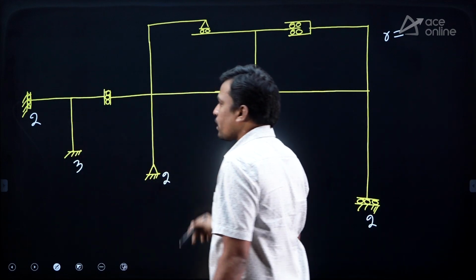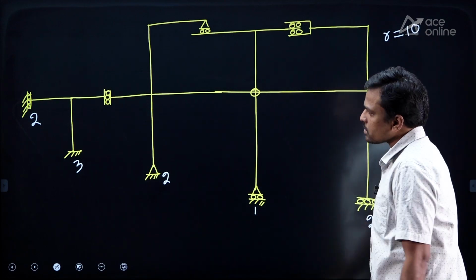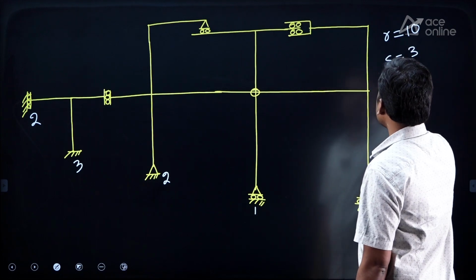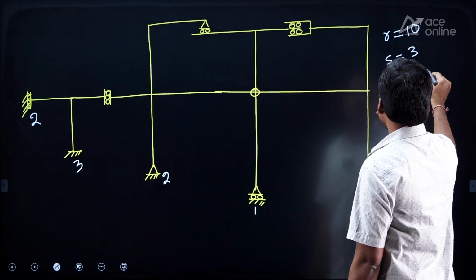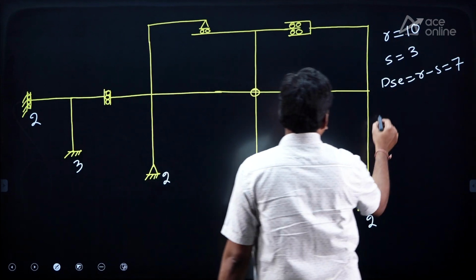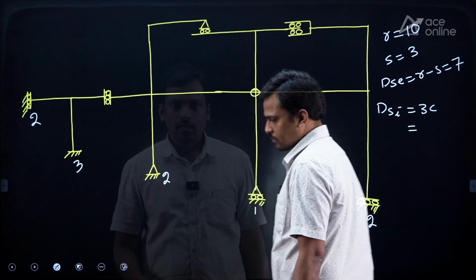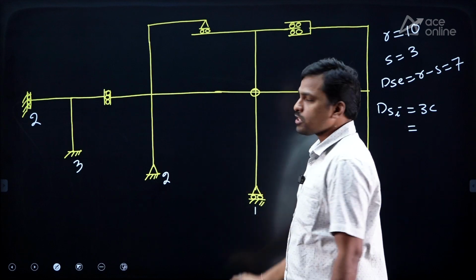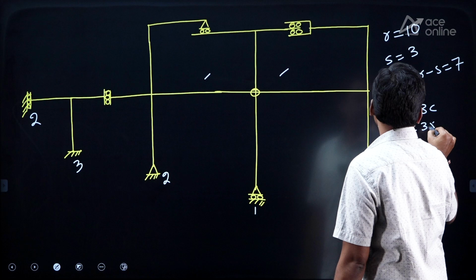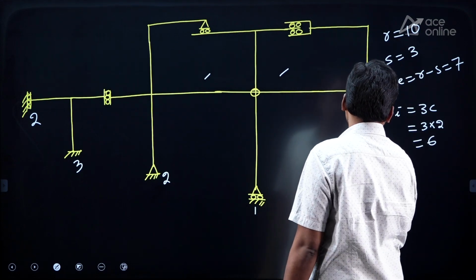So these are the total number of reactions. So I think the number of reactions total is 10, right? Yes. Then how many equilibrium equations? Always 3. Then DSE equals R minus S equals 7. Then what is the DSI formula? 3C, where C is the number of closed boxes. How many closed boxes? 1, 2 only, right? Equals 6. Then force releases.